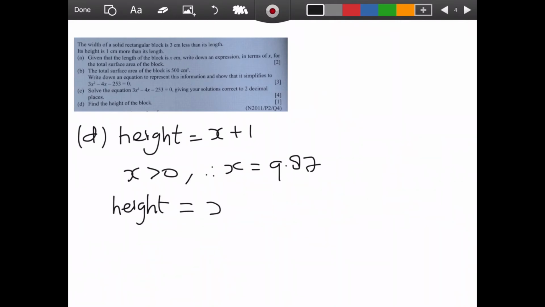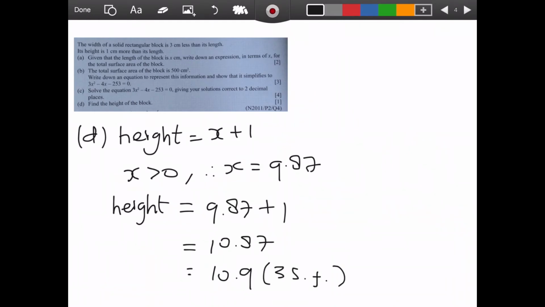So thus the height is equal to 9.87 plus 1 is equal to 10.87. Alright, so if you want to put it in 3 significant figures, you will say that this is 10.9, 3 significant figures. Okay, so this will be the answer. And remember to put the unit over here. This is cm.